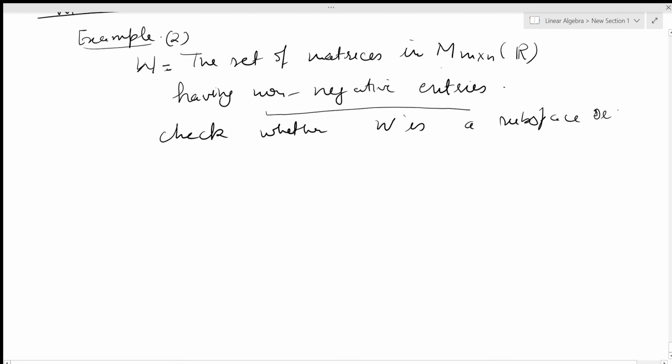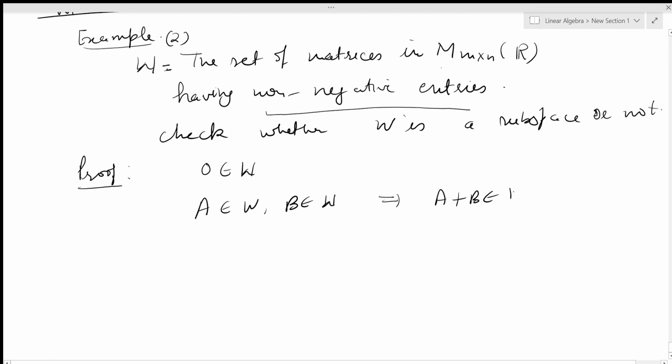In order to prove this, what do we have to check? Either 0 belongs to W. It is clear because non-negative entries are there, so 0 belongs to W. Now we have to check whether vector addition or scalar multiplication hold. If we take A belonging to W and B belonging to W, and these two are non-negative, then their addition is also non-negative. So directly we can say that A plus B belongs to W. So these two properties hold. Now the third one, the last one, that is CA belongs to W, scalar multiplication, where C is some scalar, that is, a real number.